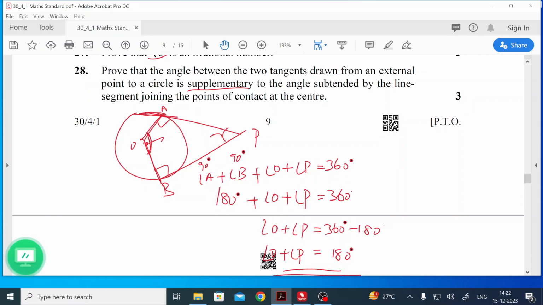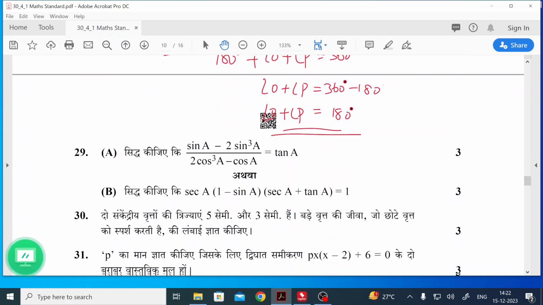Kindly go through it. It is a textbook question only. Understand? Very easy.